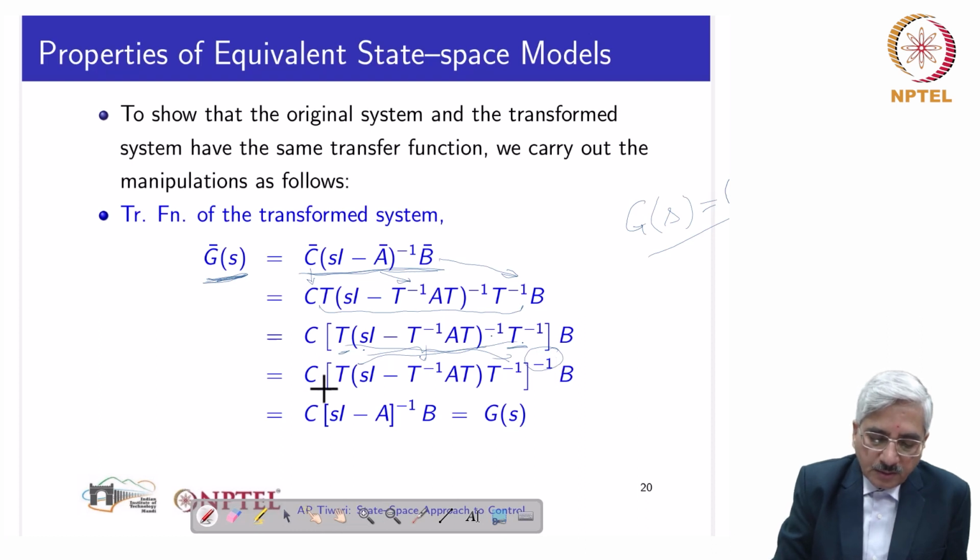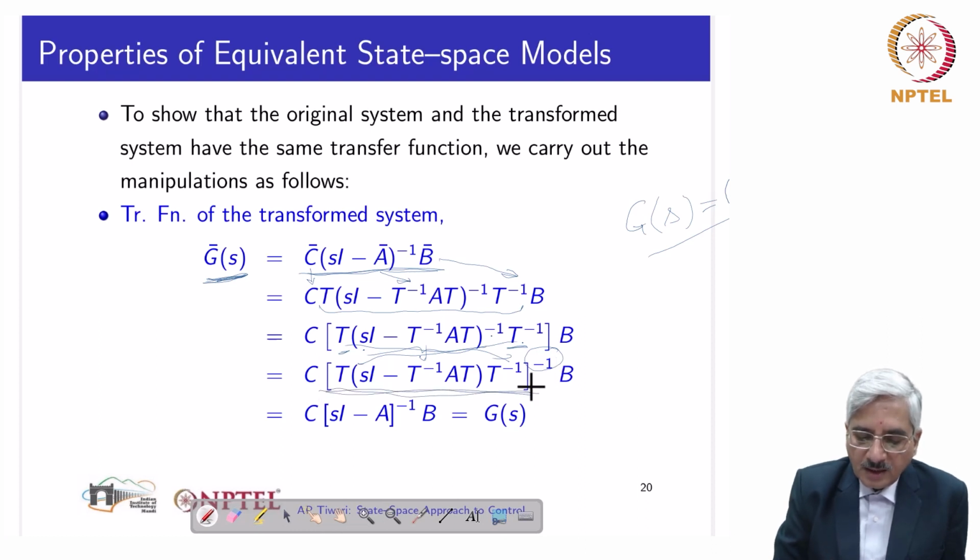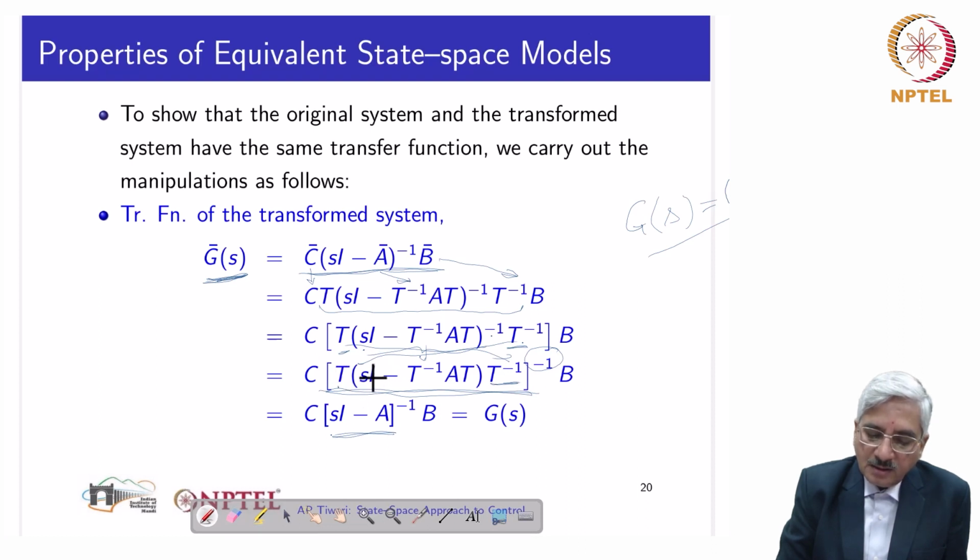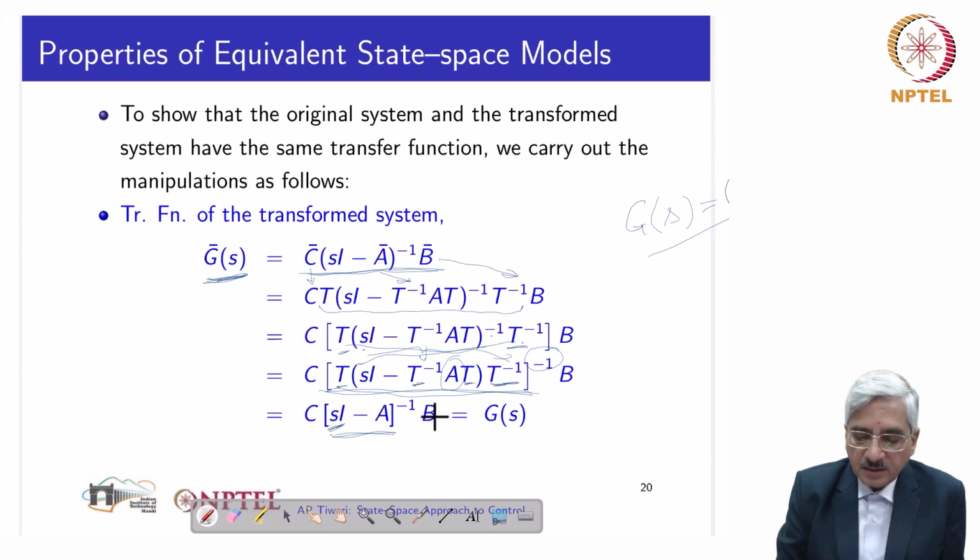So we get sI minus A, because T multiplied with sI is sT, and T inverse multiplied to that gives sI, so that cancels and we are left with sI. In T inverse AT, this T multiplies with this T inverse, leaving an identity matrix, and this T multiplies with this T inverse, leaving again an identity matrix. So what remains is essentially A. So we have C (sI minus A) inverse B. This is the transfer function of the original system, which we wanted to show, and that has been shown.